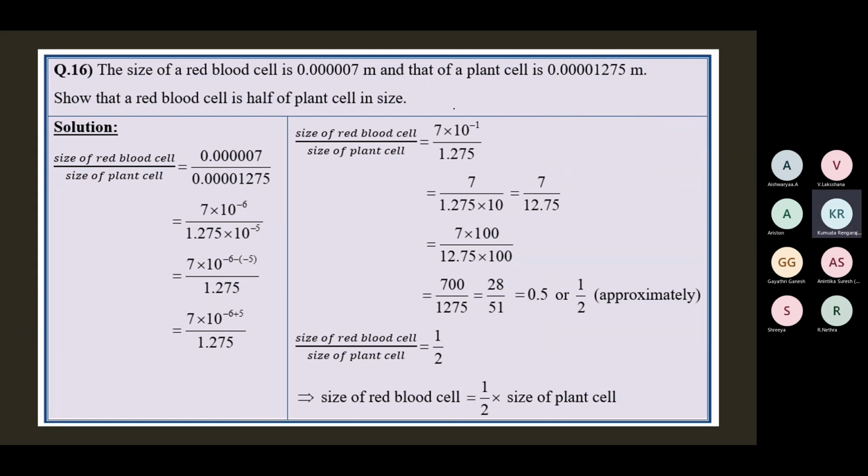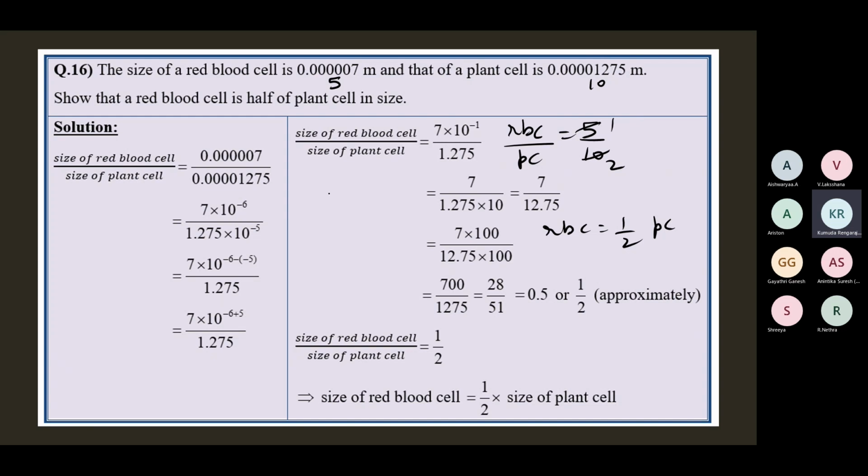So I was telling you, if this we assume to be 5 and this is 10, then the size of RBC by the size of a plant cell will be 5 by 10, which can be reduced to 1 by 2. Upon cross multiplying, we get RBC is equal to half of PC. That is, the size of a red blood cell is half the size of a plant cell. This is exactly what we have to do here.